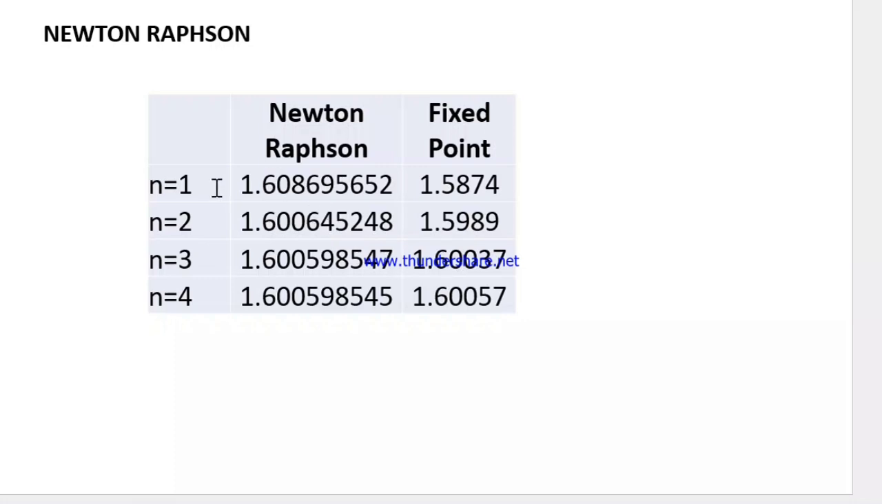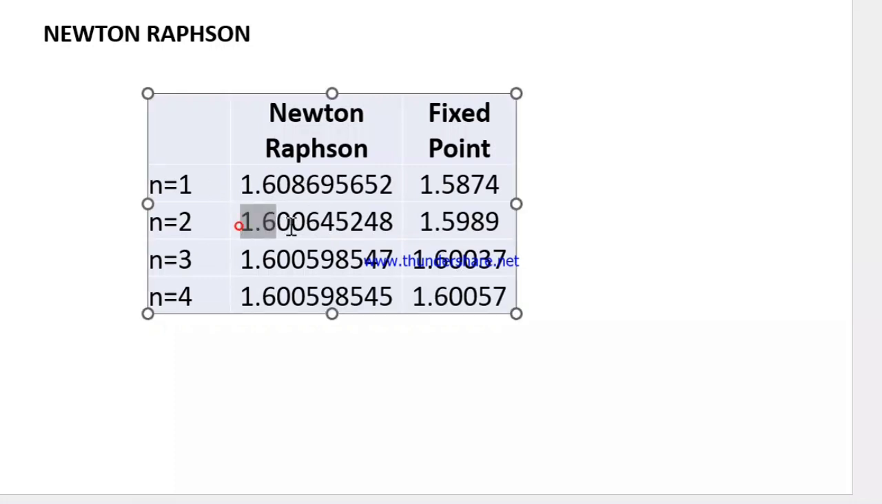So in the Raphson method, from the first step, second step, it has started converging. By the third step, it has converged. But when we look at the fixed point, it's 1.58, 1.59, third step, fourth step before it converges. So it means Raphson converges faster than the fixed point method. So Raphson is a better method in this regard.